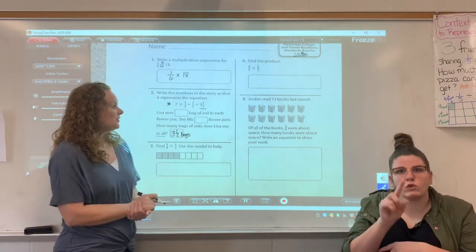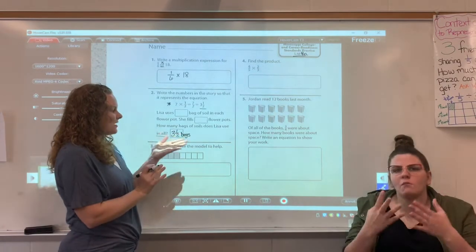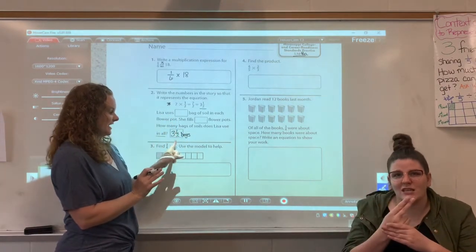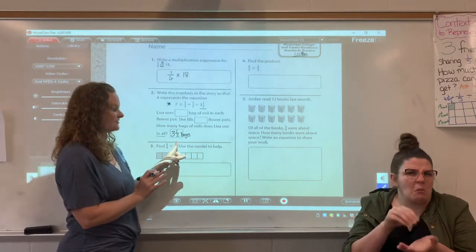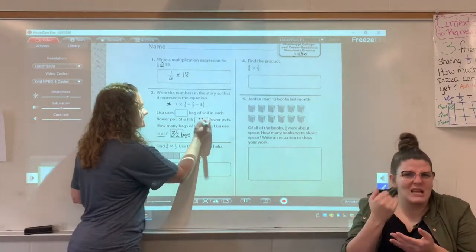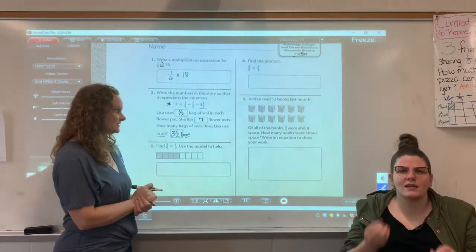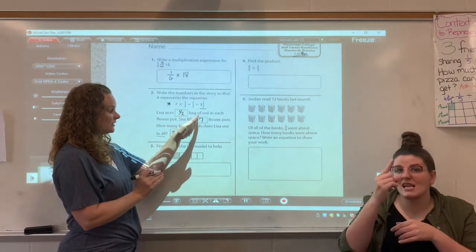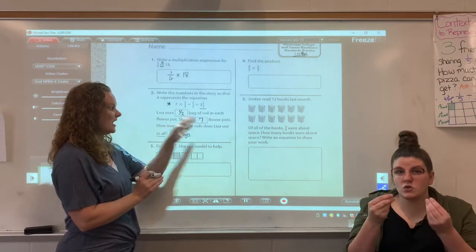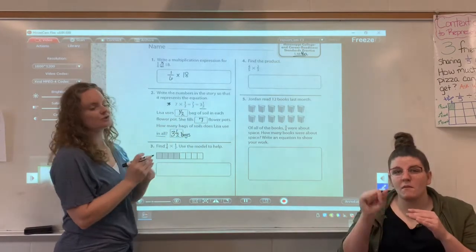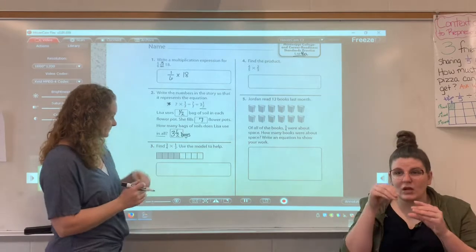Okay, so it wouldn't make sense to put 7 in as bags if she's using 3 1/2. So 7 is going to be our flower pots, and we use a 1/2 bag of soil in each one of those flower pots. So if we use a 1/2 bag of soil in each flower pot, when we're done, we will have used 3 1/2 bags of soil.